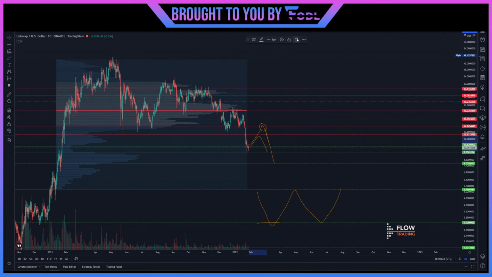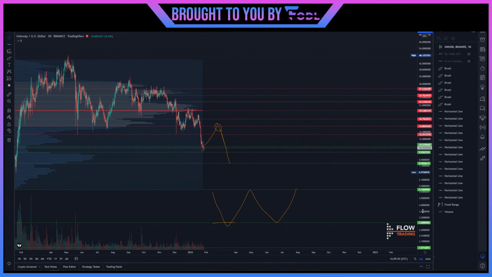So you'll have to observe the price and just see what happens. But yeah, unless there's a lot of FUD in the market, I do expect this to go up before it goes down, okay? So that's Uni versus USD.